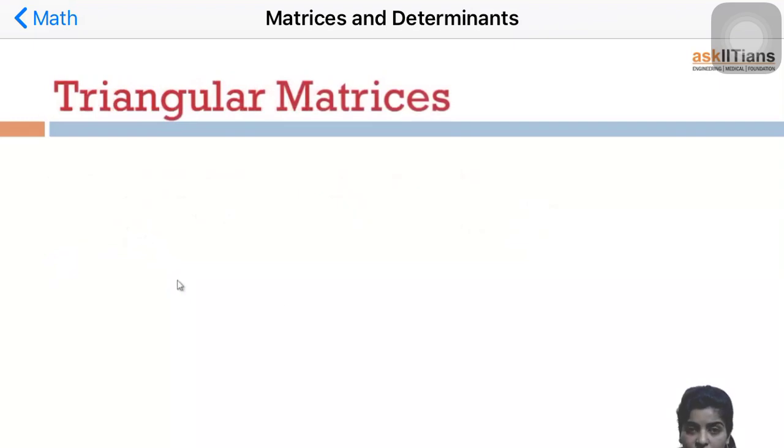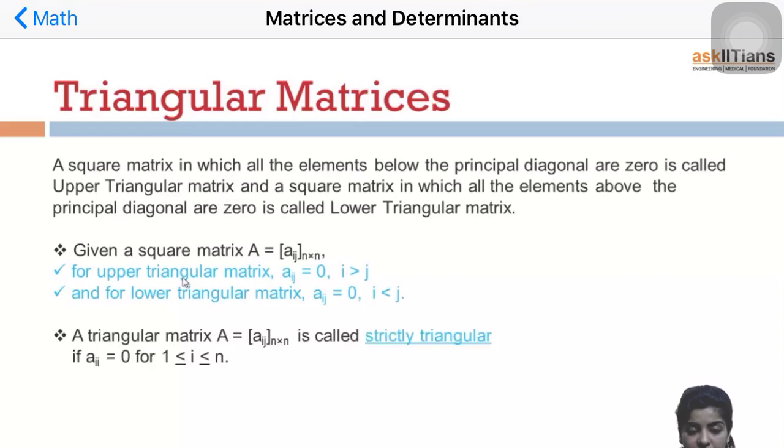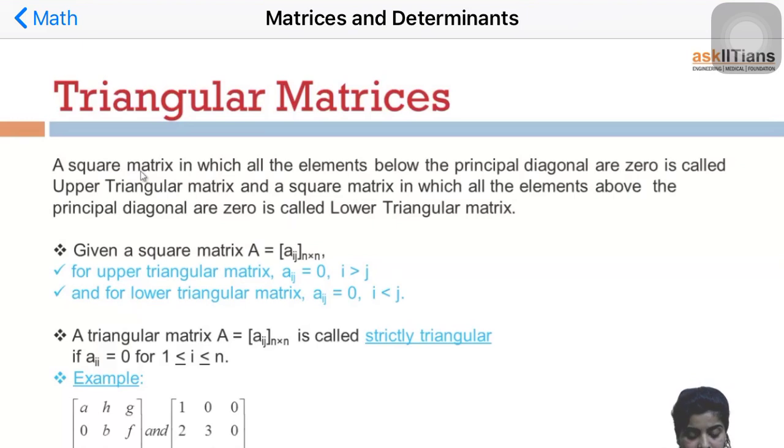Next we have the triangular matrix, and this, I told you, is an important type of matrix, but this is a bit confusing, so just be a bit cautious. A square matrix, again, square matrix as we have discussed, number of rows is equal to number of columns. A square matrix in which all the elements below the principal diagonal are 0 is called an upper triangular matrix, and a square matrix in which all the elements above the principal diagonal are 0 is called a lower triangular matrix, right?